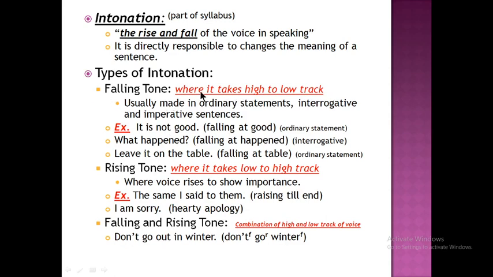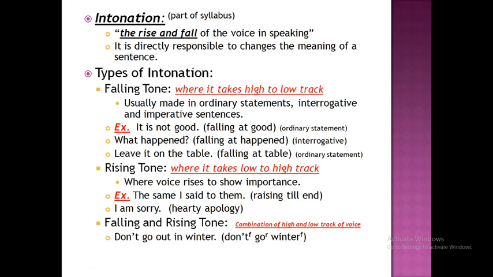Falling tone. What is falling tone? Where it takes a high to low track. Is it clear what I said? Falling tone is all about where it takes a high to low track. It is usually made in ordinary statements, interrogative and imperative sentences. Look at the examples which are written here. The first one is an ordinary sentence. It is not good.